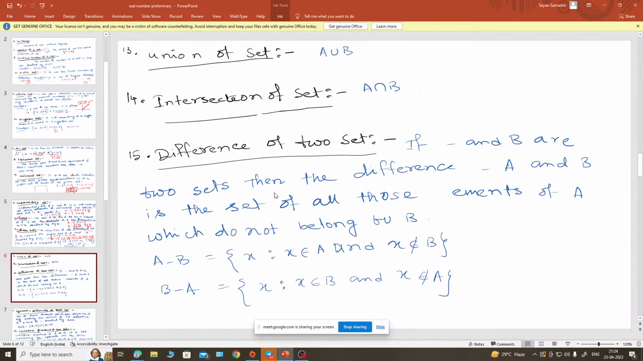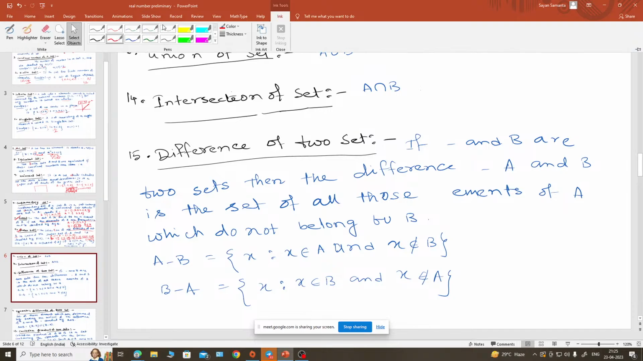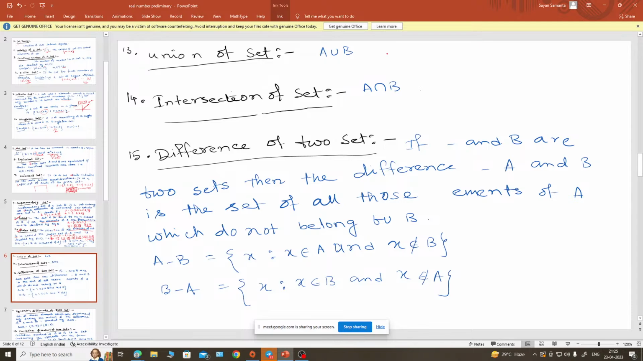Now go to next page. Universal set. If A and B are two sets, then union of A and B is the set of all those elements which belong to either A or B. So what is universal set? It means all those elements which belong to either A or B. That means OR case. Okay, that is called universal set.